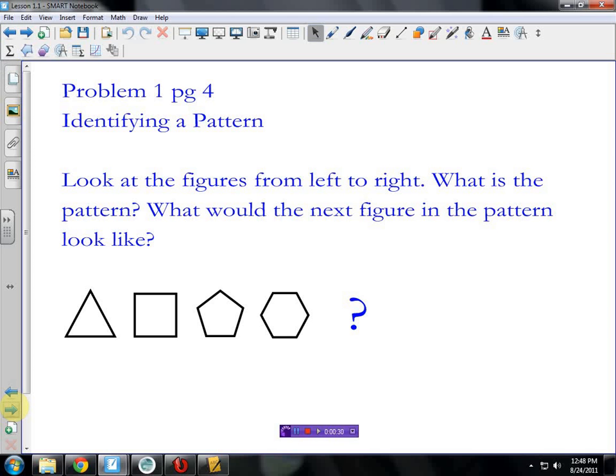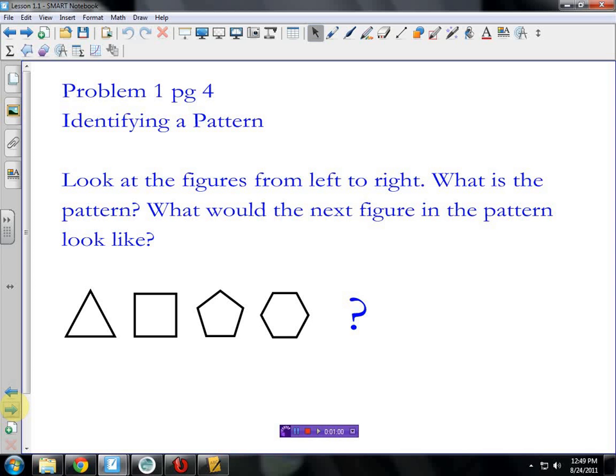Problem 1, page 4. Anybody that hasn't had these types of books before, which is probably most of you, the example problems they call problems, right? So if I say problem 1, I'm not talking about the actual homework problems. I'm talking about an example problem on page 4. So here, we're looking at the figures from left to right, starting on the left, heading to the right. And we want to discover the pattern, tell what the pattern is, and then say what the next figure is going to look like.